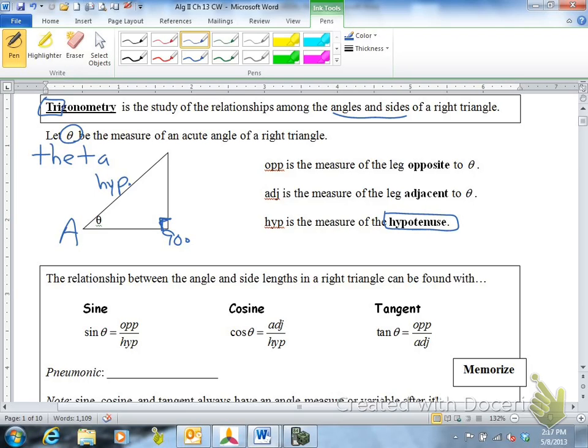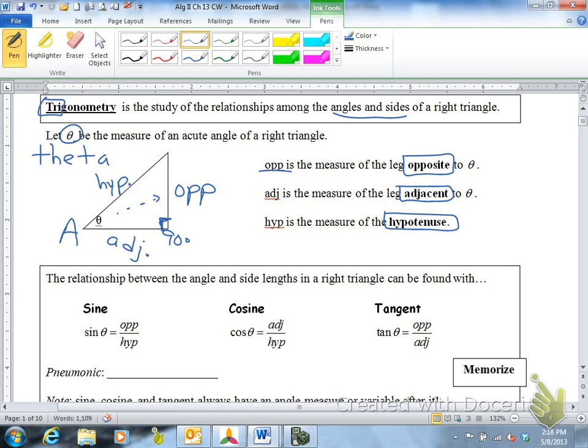Now, across from A is this side, and that's called the opposite side. Opposite side is OPP, opposite of the angle. And the last side, so we have 2 out of 3, the side that makes up the angle A, is made up of 2 sides. One's the hypotenuse, the other is called the adjacent side. The adjacent side, ADJ.